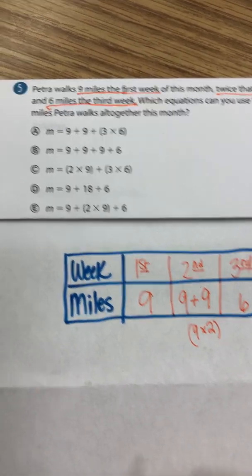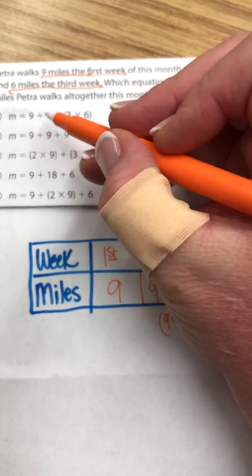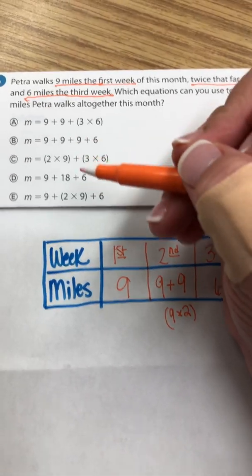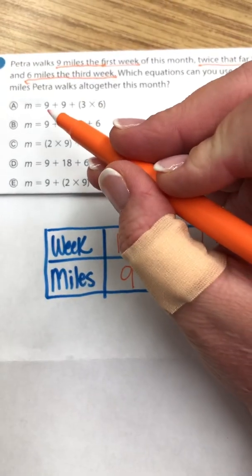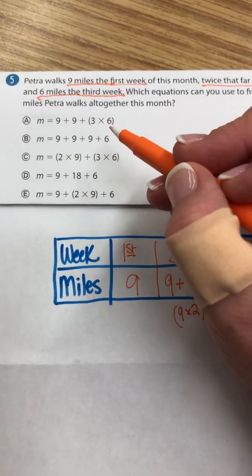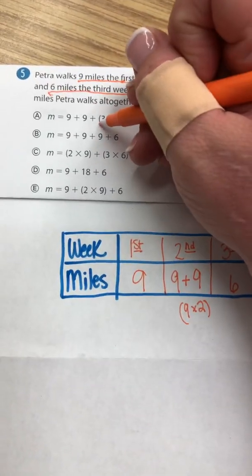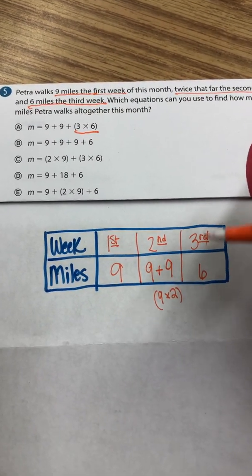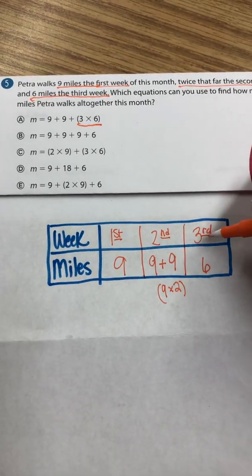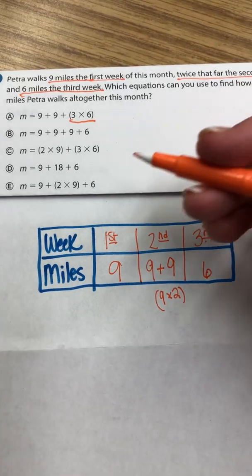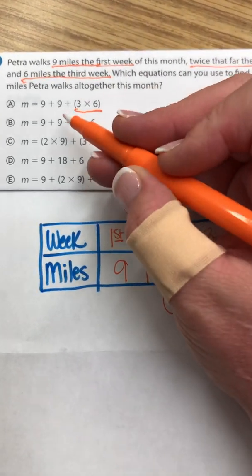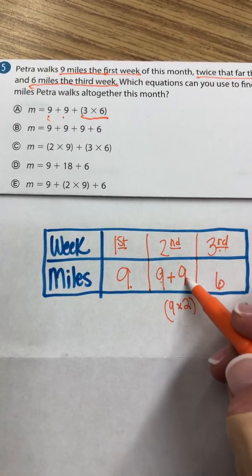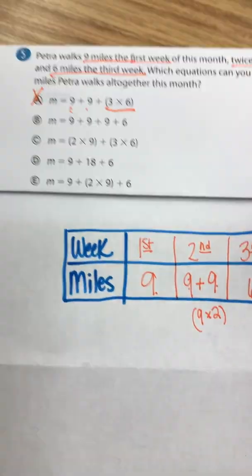I'm going to go one at a time because I really believe it's important that we look at each one to decide if it's correct. And we don't want to rush through and just check off the ones we think it is. Okay, in this first equation, we have 9 plus 3 times 6. First of all, this 3 times 6 is giving us a problem because we don't need to multiply 3 times 6. It looks like this equation is wanting to think about multiplying third week times 6, and that is not necessary. Another problem is that 9 is being added twice, but we really have 9 plus 9 plus 9. So all around A is not going to work.